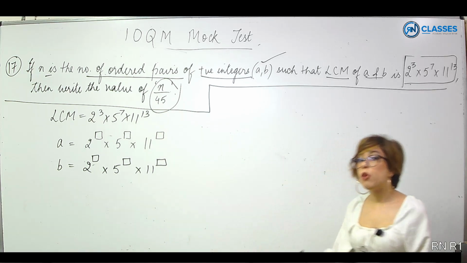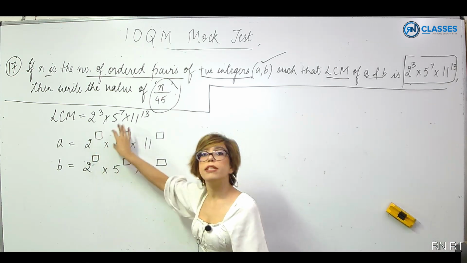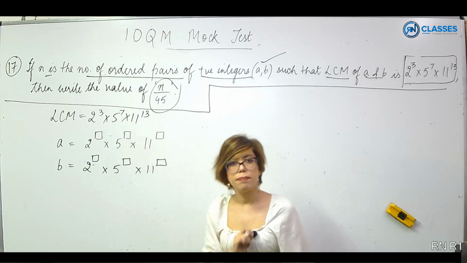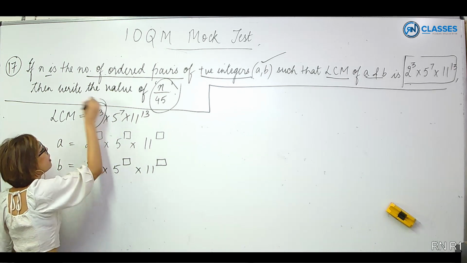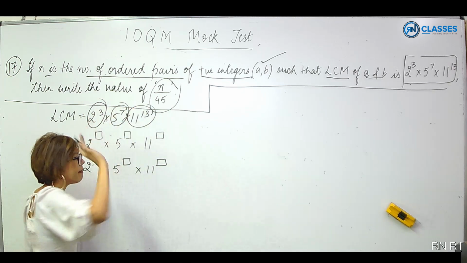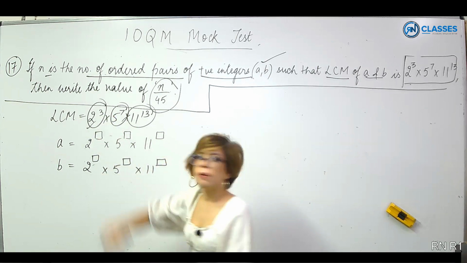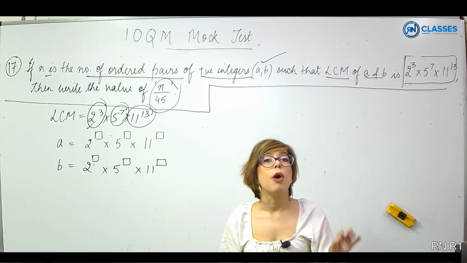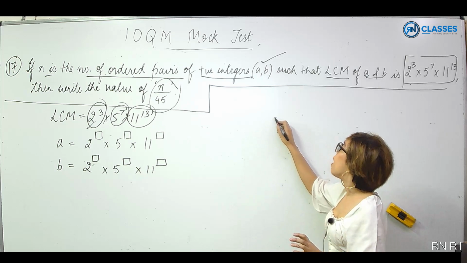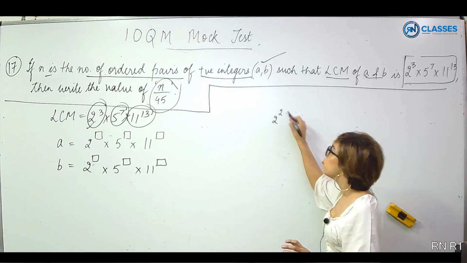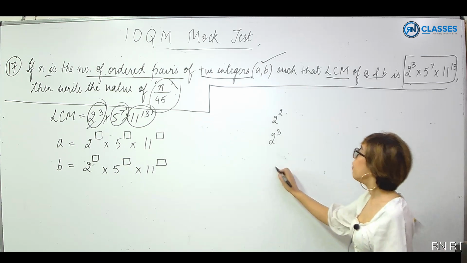So if I need to find the number of ordered pairs, I need to find the different powers of 2, the different powers of 5, the different powers of 11. Now he says that the LCM is 2 raised to 3 into 5 raised to 7 into 11 raised to 13. Now let's go back to junior classes. How do I get this 2 raised to 3 in the LCM? Mind it, I am talking about the lowest common multiple. Suppose I have a number where the power of 2 is 2 and the other power is 3. So in the LCM, I would have 2 raised to 3.